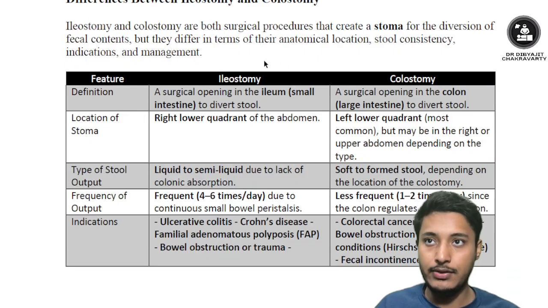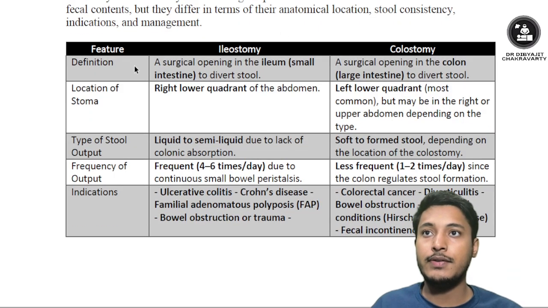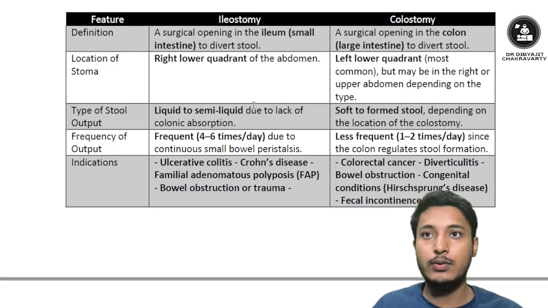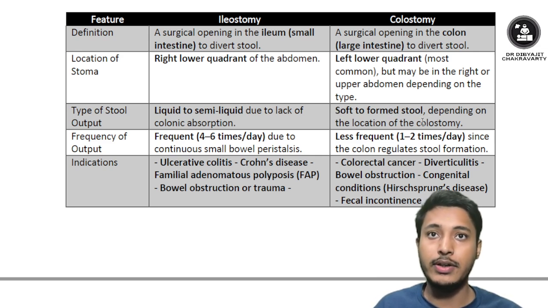Coming to the differences between ileostomy and colostomy. First, the definition: ileostomy is a surgical opening in the ileum, whereas colostomy is a surgical opening into the colon, and both are exteriorized onto the abdominal wall to divert the stool. Location of the stoma: usually the ileostomy is in the right lower quadrant of the abdomen, and the colostomy is in the left lower quadrant, and it may also be done in the right upper quadrant in cases of transverse colostomies. Type of stool: the ileostomy output is liquid to semi-liquid, and the colostomy output is soft to firm stool, depending on the location of the colostomy.